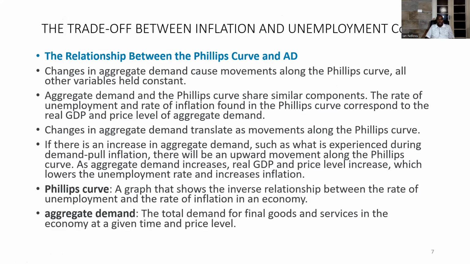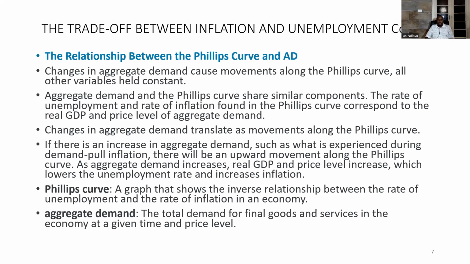When we look at changes in aggregate demand, we would expect them to cause movements along the Phillips curve, all other variables held constant, or with the ceteris paribus assumption in operation. Changes in aggregate demand translate to movements along the Phillips curve. If there is an increase in aggregate demand, such as what is experienced during demand pull inflation, there will be an upward movement along the Phillips curve.